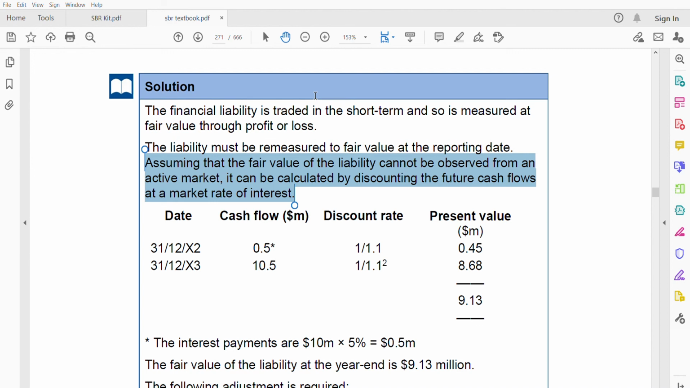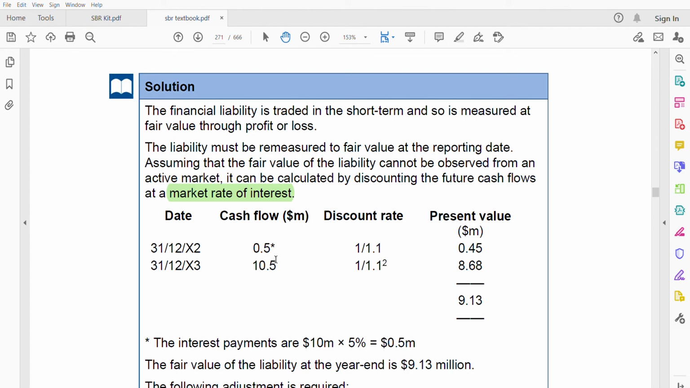So in this case also, there is no open market to see the present fair value. Assuming that the fair value of the liability cannot be observed from an active market, that's why they have told us. This is from IFRS 13. Level 1 information is not there, so they are going to level 3. That's why they are discounting the future cash flow at the market rate of interest. You always discount the cash flow at the market rate of interest. And remember, even though it is 31st December 2001, you still need to find the present value in 2001 for 2002 and 2003.